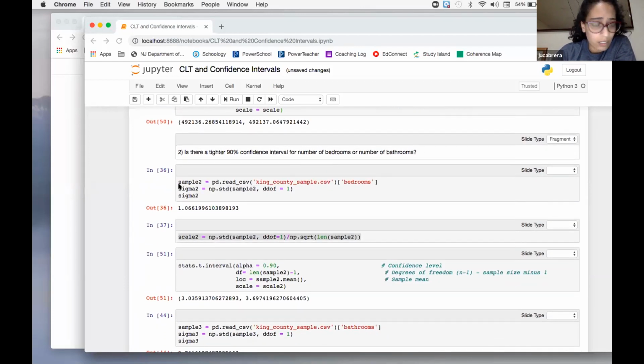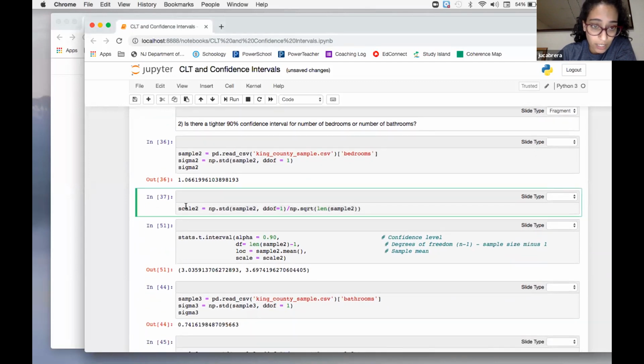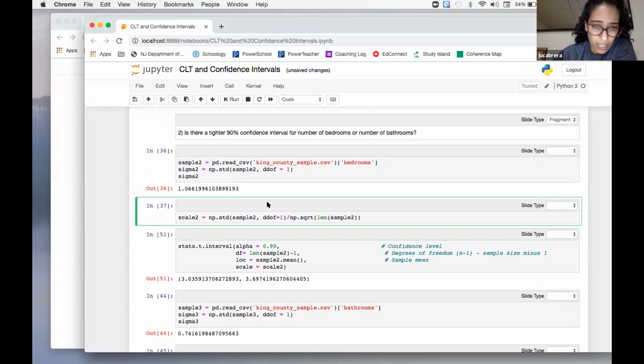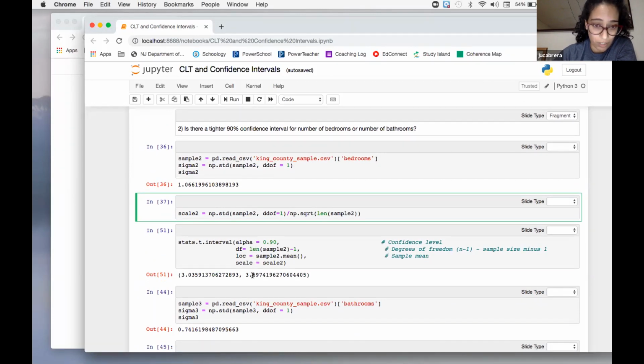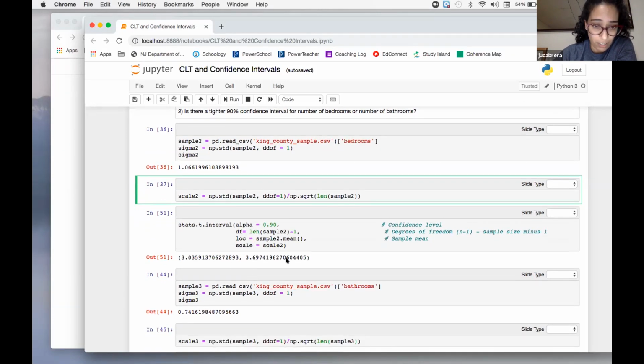So I got this. I did the same thing as before, where we read in the bedrooms, and I did the scale, but this time I did scale 2. And so in this case, the confidence interval was 90%. So I did 90 for the alpha, and then did the sample -1, then the mean, and then in this case it was scale 2. So this is the interval that I got for that.